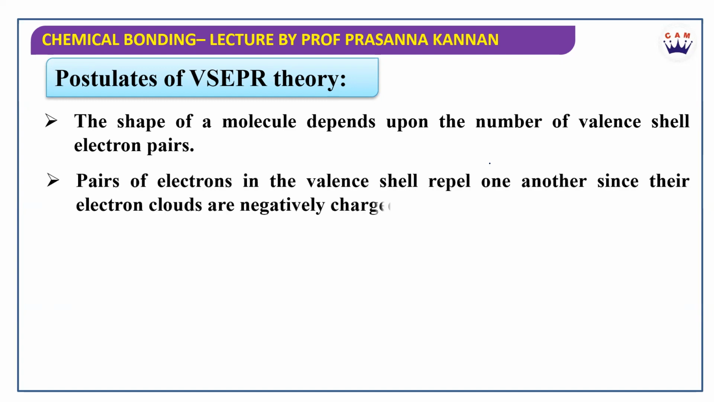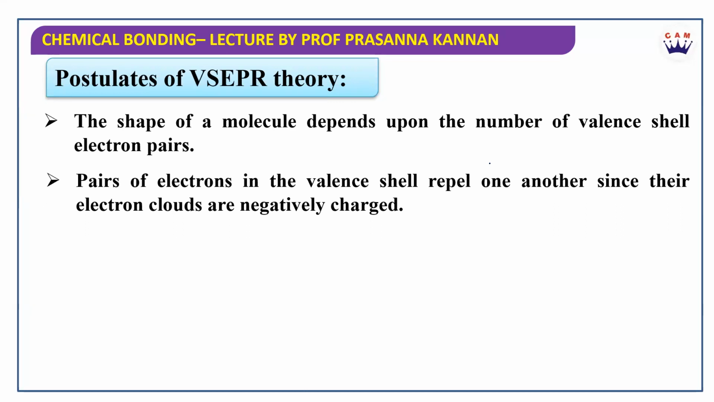We know that pairs of electrons in the valence shell repel one another since their electron clouds are negatively charged, correct? So there will be repulsion between lone pairs. Suppose an atom has 2 lone pairs, those 2 lone pairs will repel among themselves, right? Both are negatively charged species. We call it an electron cloud. Why do we call it electron cloud? Because it has wave nature as well, which means you cannot specifically predict the location of that particular electron. So you say in this region the electron is there, and you call it an electron cloud.